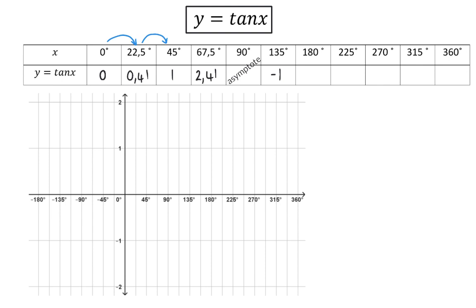Tan of 180 is 0, and tan of 225 is 1. And then we get to another asymptote at 270, as tan of 270 will give you another error. After the asymptote, we follow the same pattern, with tan of 315 being -1, and tan of 360 is 0.